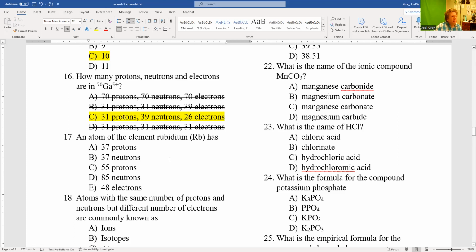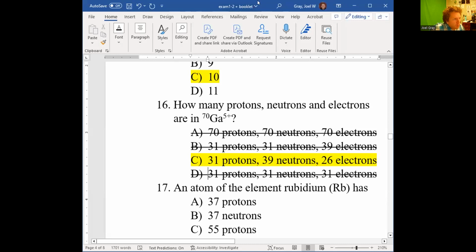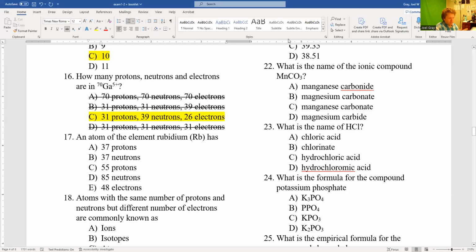Question number 17. An atom of the element rubidium, Rb, has, and this is something that you reference on your periodic table. So I'm just going to pull up a periodic table here. Whenever I look at rubidium, I see that rubidium has an atomic number of 37, and so it has 37 protons. How many neutrons does rubidium have? Well, in order to answer that question, I'd have to look at my atomic mass. My average atomic mass is about 85.468. So chances are that it's going to have about 47 or 48 neutrons.